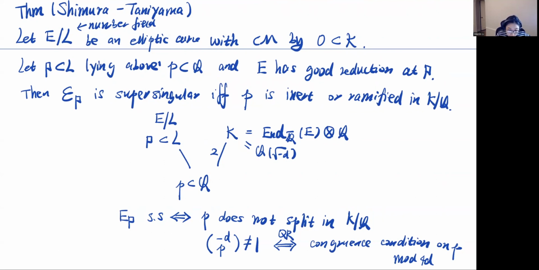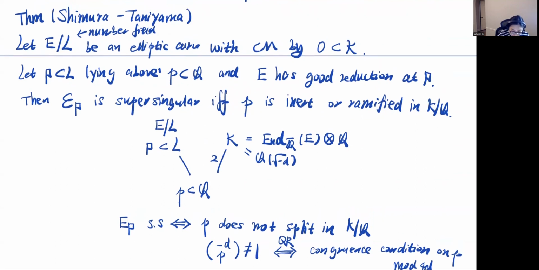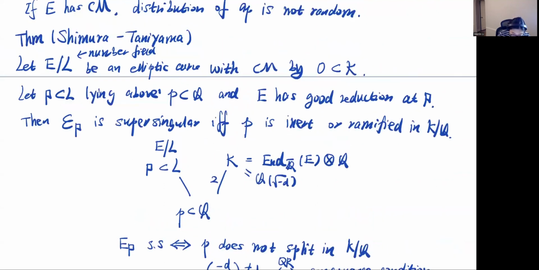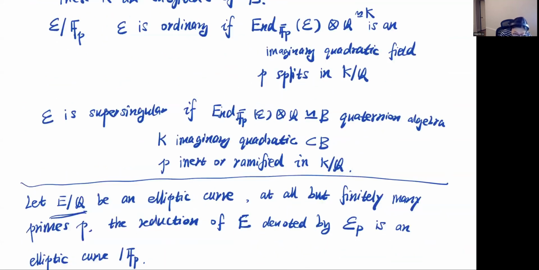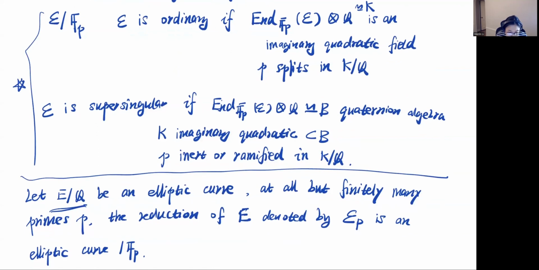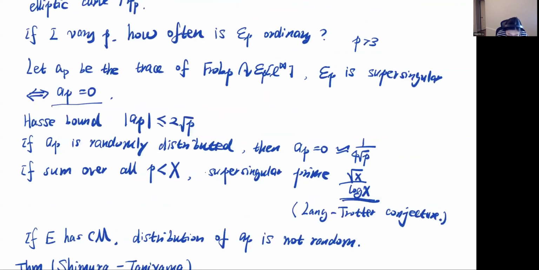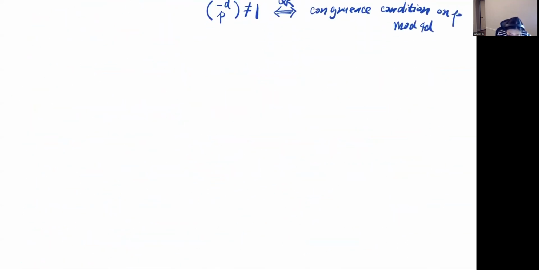Actually, this follows from our previous discussion, the discussion of the endomorphism ring for an elliptic curve over a finite field. So namely, let me just state one thing about the proof. So, idea of proof.